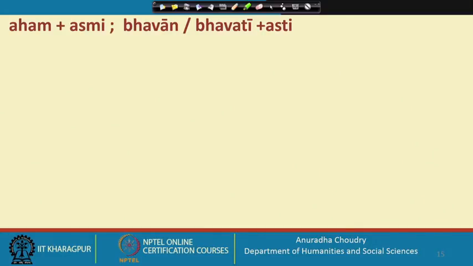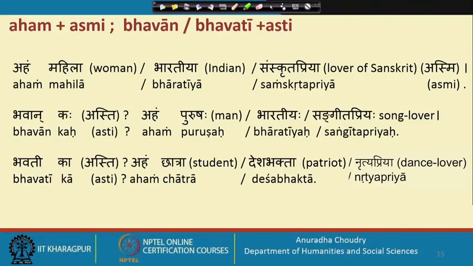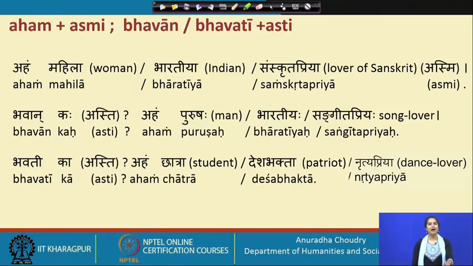So, here we have aham and then there is the verb asmi which is conjugated in the first person present tense. So, aham Anuradha is actually sufficient. But if you want to elaborate it and make the entire sentence, it would be aham Anuradha asmi, which means I Anuradha am. So the asmi refers to I am. And now as we see on the screen, we have aham Mahila asmi, aham Bharatiya asmi, aham Sanskrita Priya asmi. All this would be for a woman, of course.